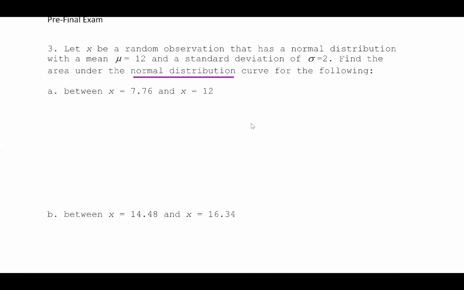So if you look at this one, they tell us the mean is 12, standard deviation is 2. So now when you go to ClassCalc, instead of putting 0 and 1, you're going to put mean is 12, standard deviation is going to be 2. All right. Everybody good? Why the mean and standard deviation are 12 and 2? Perfect. All right, so let's do A. So for A, it's between X is equal to 7.76 and X is equal to 12. So let's go ahead and draw this out.